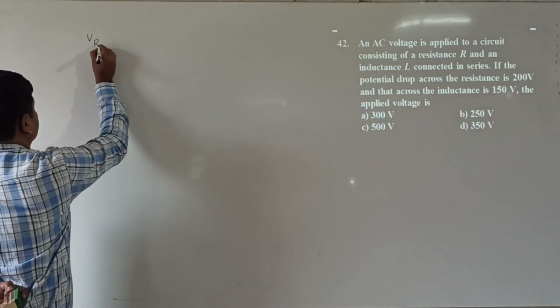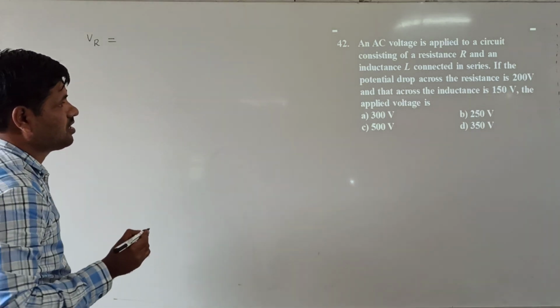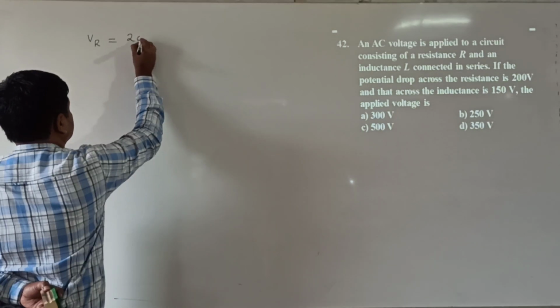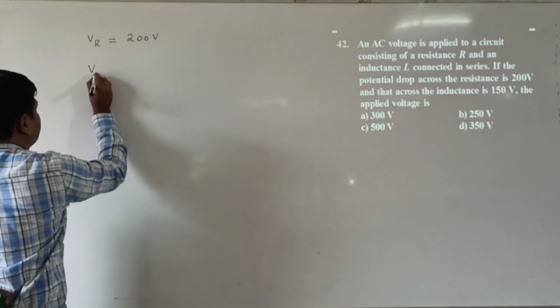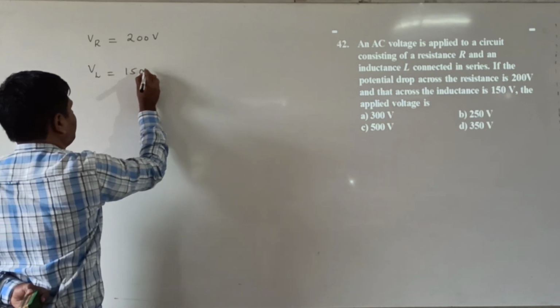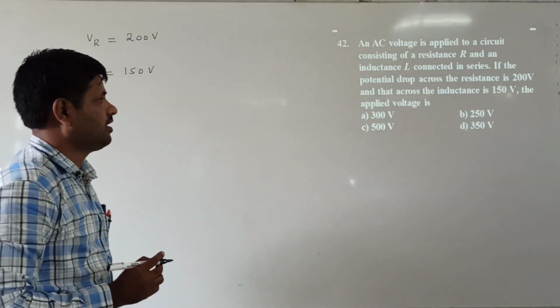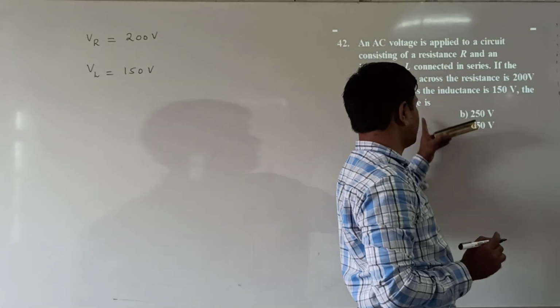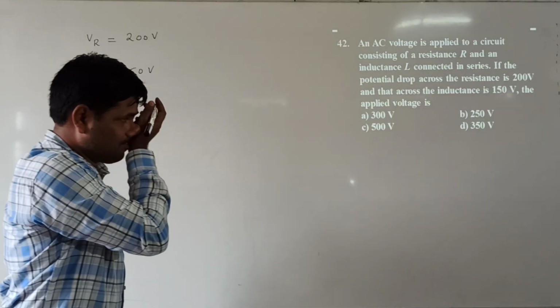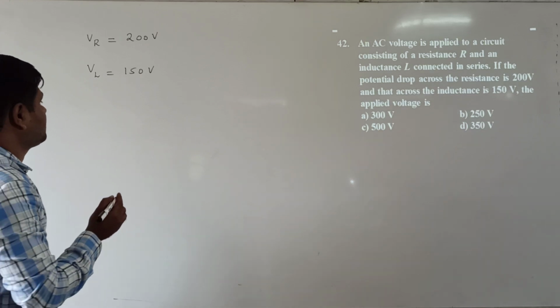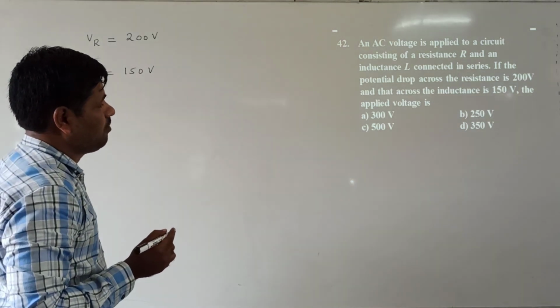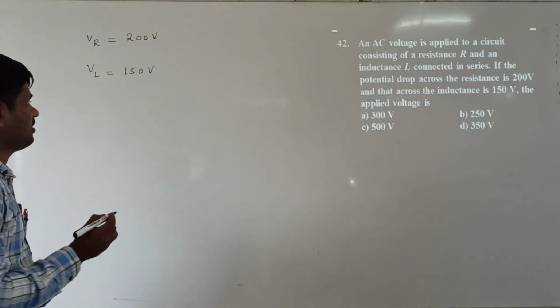VR, the potential drop across the resistance, is equal to 200 volt. The potential drop across the inductance is equal to 150 volt. This is what is given here. Now the applied voltage is what is asked in the question.